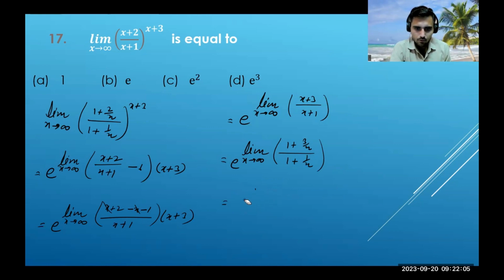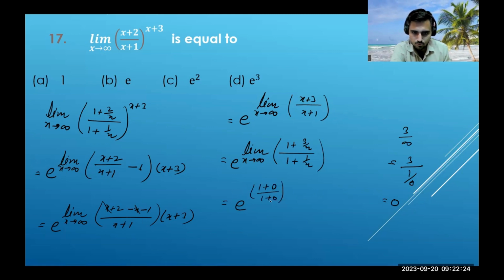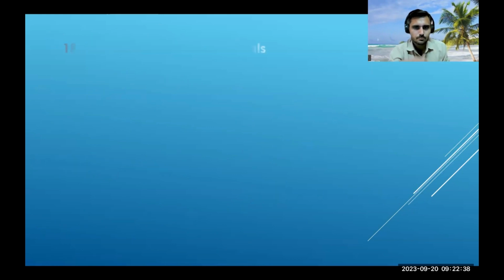So now we'll not write this. We'll just substitute the limit. If we substitute here, 3 upon infinity means 3 times 1 upon infinity, so it will become 0, right? So 1 plus 0 upon 1 plus 0, 1 plus 0, which is 1. So e. So what is the option? The option is B, right? That's question number 17.